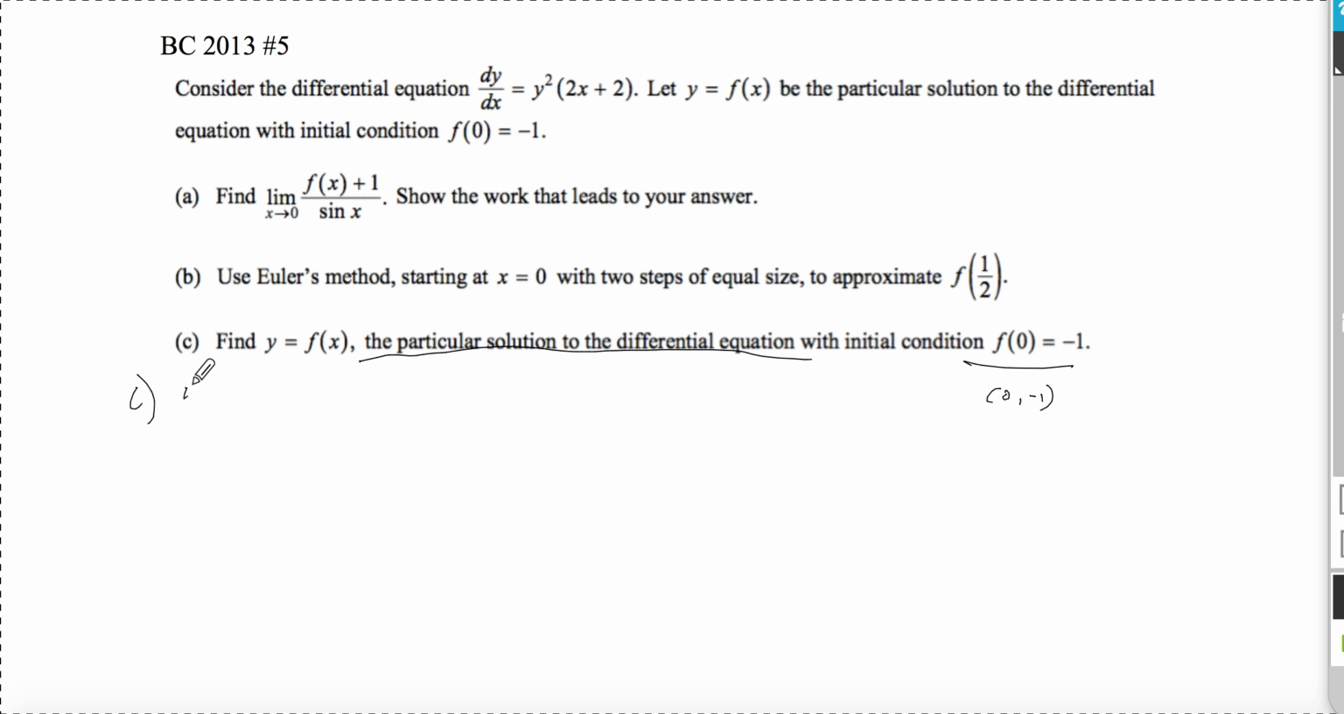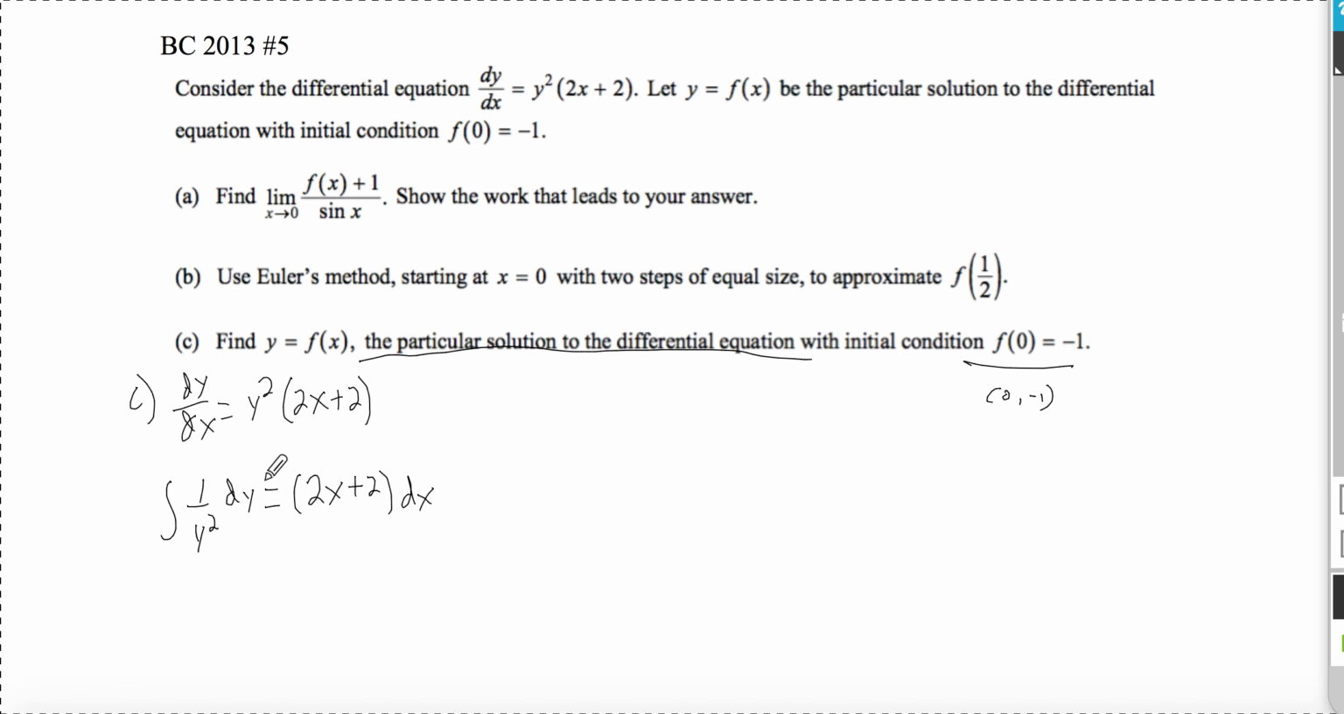All right, here we go. dy dx is going to be equal to y squared times the quantity 2x plus 2. I need to separate variables. As we've seen before, we'll multiply dx to the right. We'll divide by y squared to the left. So 1 over y squared dy. dy will stay over there. That's always the pattern. Equals the quantity 2x plus 2 dx, with dx on the right-hand side. So we have our variables separated.